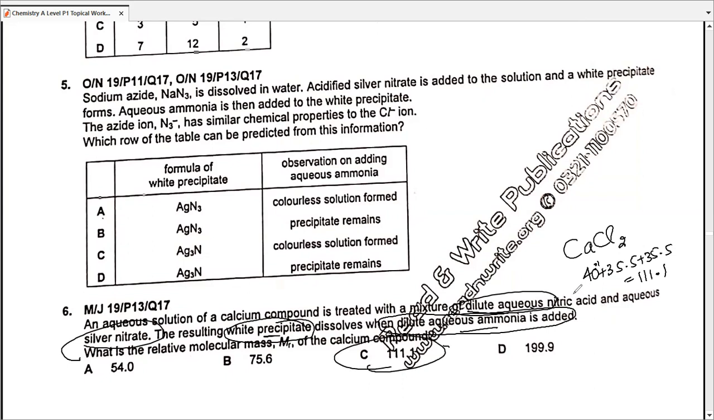So see, it wasn't a ratio question. Based on facts, you need to come up with a compound. And yeah, that was calcium chloride. Makes sense?